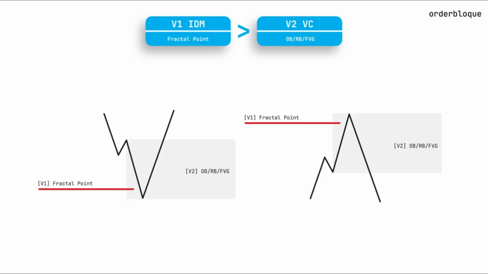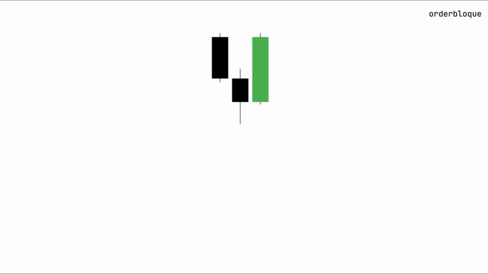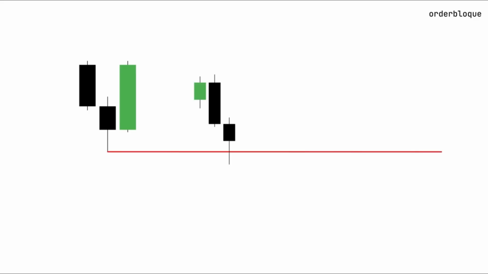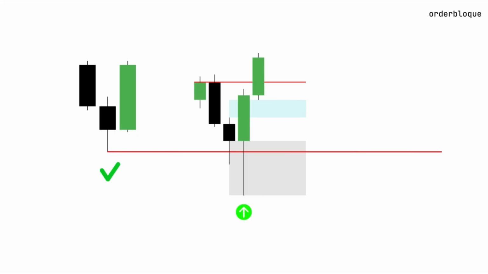The second logical element is variable 1 inducement, greater than variable 2 volume confirmation. Here, the first thing we need is a fractal low or high. If the price makes a liquidity raid and then forms a volume confirmation on a lower time frame, such as an order block, rejection block, or fair value gap, the fractal will be considered valid because it was able to provide volume to the market. This is the essence of inducement.